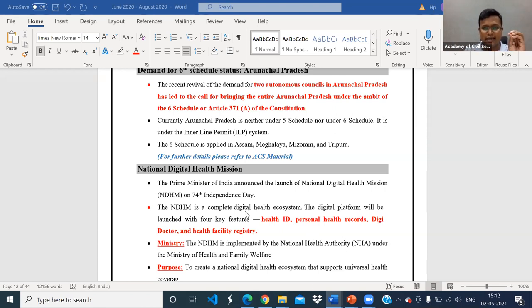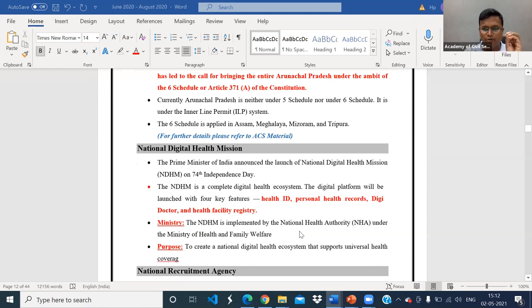This is the National Health Mission. It is a program of the National Health Authority under the Ministry of Health and Family Welfare to create a national digital health ecosystem that supports universal health coverage. We want to cover everybody under health. Another thing is that the government can easily get the data: what diseases are mostly prevalent in India, and how to address those diseases. Anyway, it is a feature of a developed society only. We can have data of our health system.